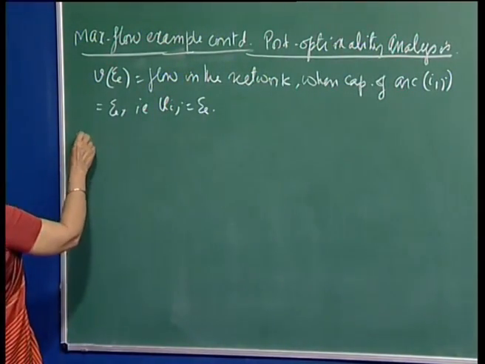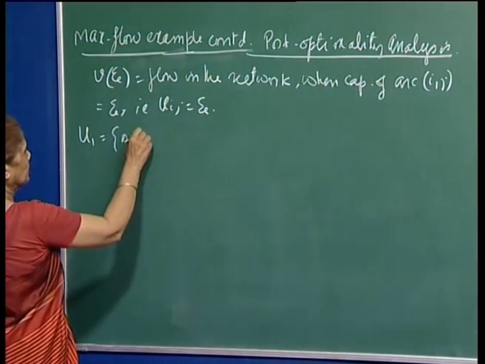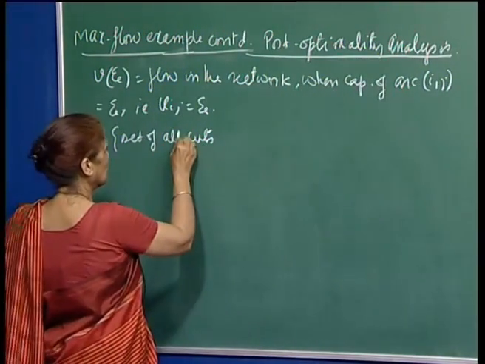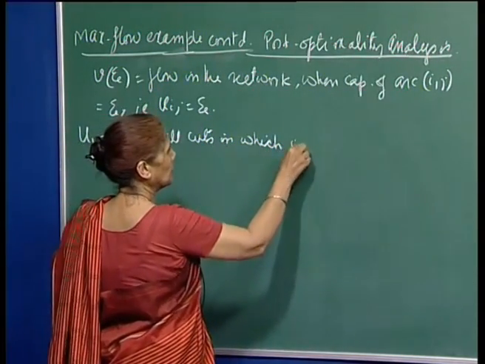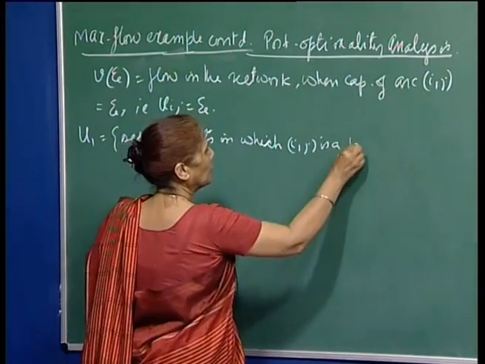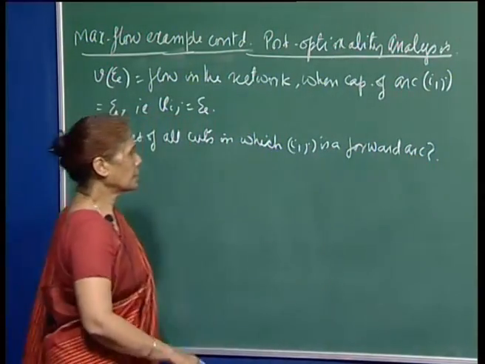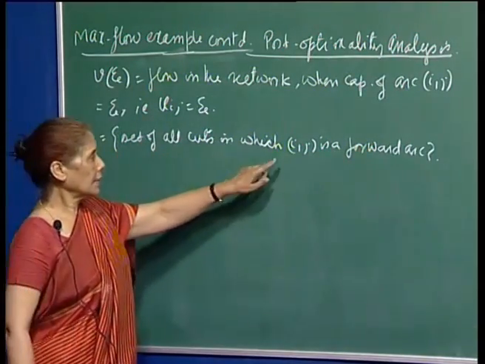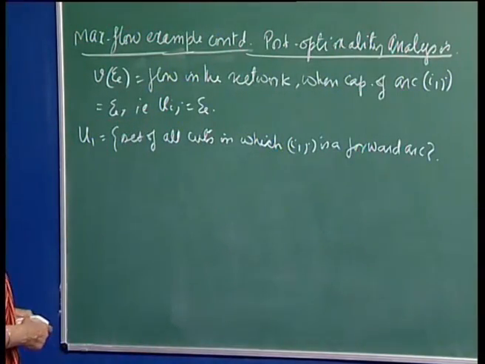Now, let us see here. Let me define U1 as the set of all cuts in which ij is a forward arc. Yeah, so that means every cut here will have i in the first set and j in the second set, right. So, this is a collection of all cuts in which ij is a forward arc, right.